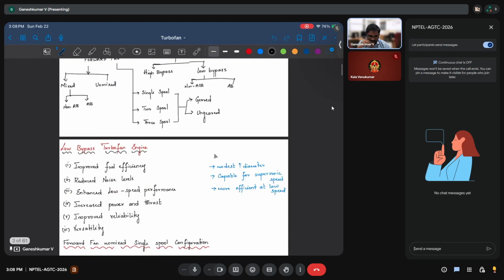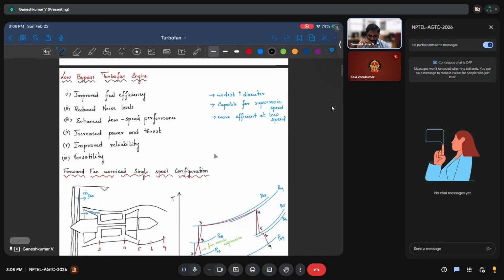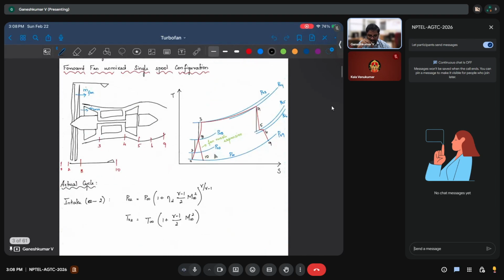Okay. The first configuration that we studied is a forward fan unmixed single spool configuration, where you do not have a mixing of the core stream and the bypass stream. The bypass stream will get compressed as it flows through the fan, and it gets expanded in the fan nozzle, and the core stream goes through all the components in the core engine, and then it expands in a separate core nozzle. Okay, and the TS curve.